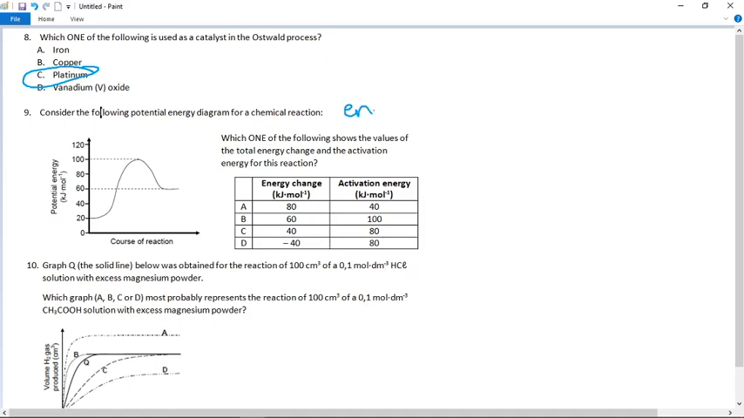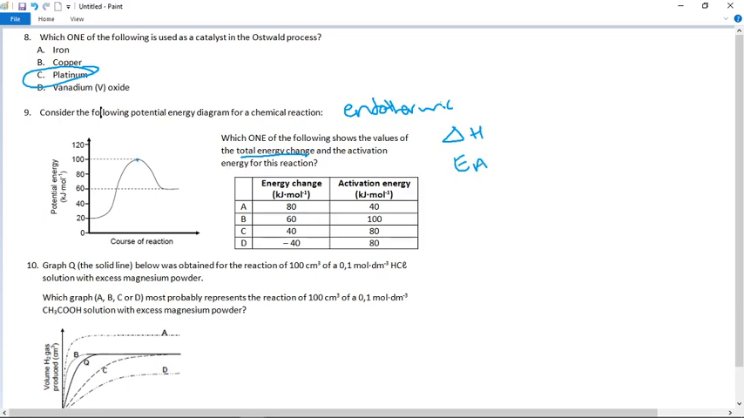Now number 9, consider the following potential energy diagram for a chemical reaction. If we look at this reaction, we know this reaction's endothermic. Which one of the following shows the values of total energy change? Total energy change, we call this delta H, activation energy EA. So basically they just want you to read this off the graph.